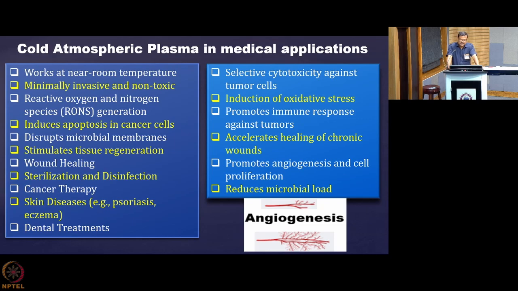So, this is actually a very important aspect, because when we want to kill the cells, we want to kill only the cancerous cells, not the healthy cells. So, selective killing of the cancerous or malignant cells is very important. Now, how do they do it? They do it through induction of oxidative stress. They promote an immune response against the tumor and then accelerate healing of chronic wounds. They also promote angiogenesis and cell proliferation.